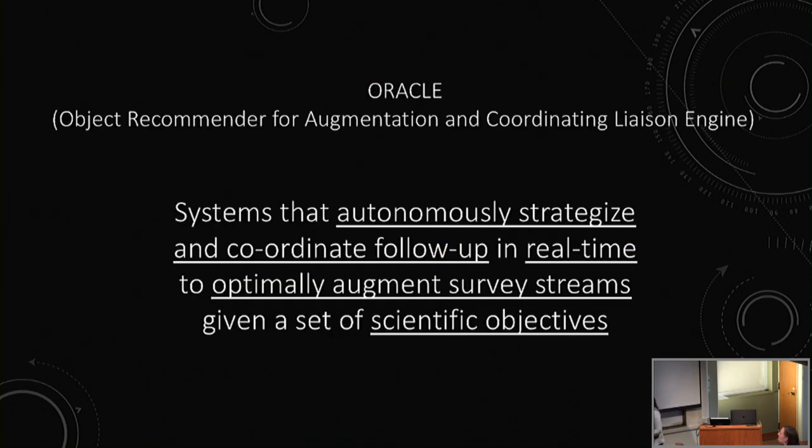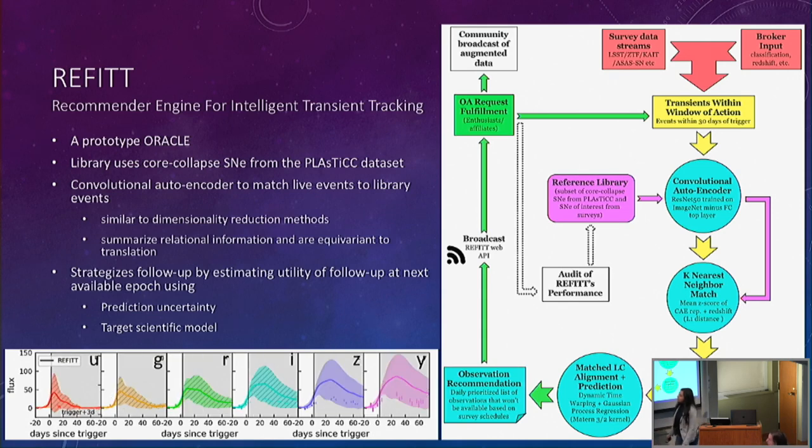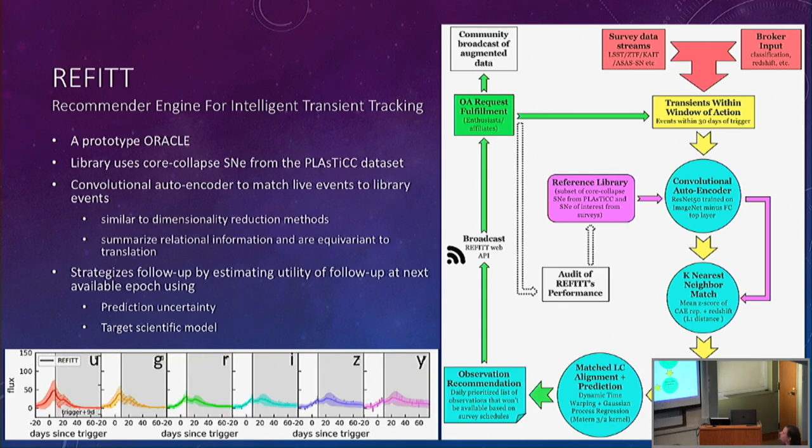So let me formalize this a little bit. An oracle is any system that autonomously strategizes and coordinates follow-up in real time to optimally augment a science stream, given your scientific objective. So I'm sure you're wondering why I'm talking about all of this. Last year at Purdue, we've been spending time developing Refit, or the Recommender Engine for Intelligent Transient Tracking. This is a prototype of an oracle.